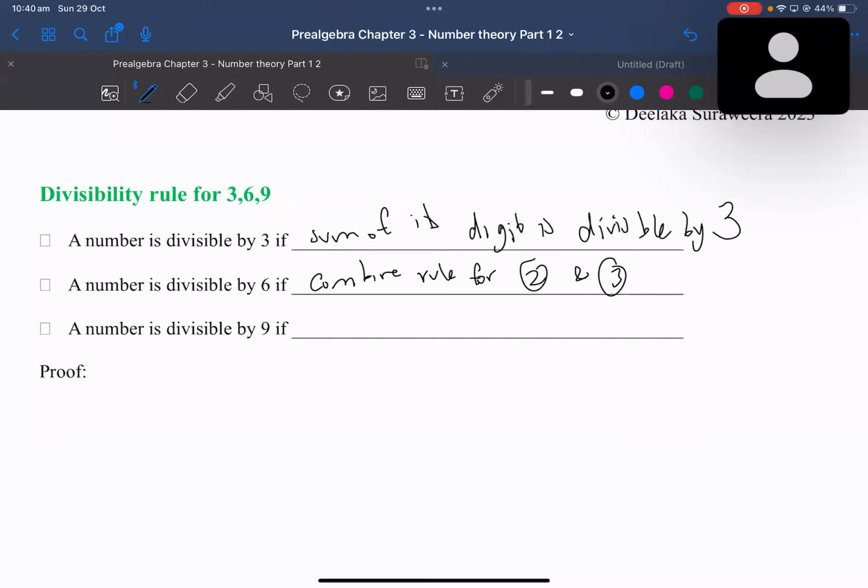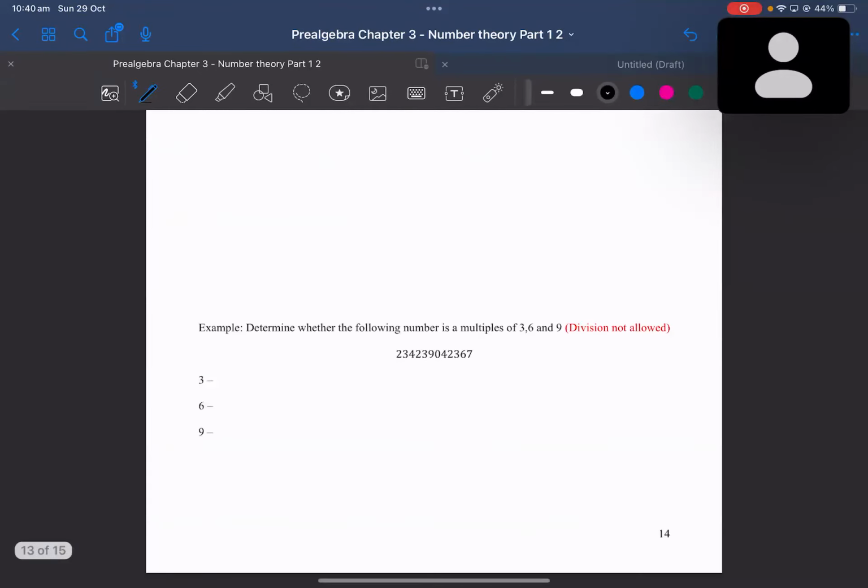A number is divisible by 9 if the sum of its digits is also divisible by 9. Now that you know this, can you do the example? Let's do the example together. Right, so check if it's divisible by 3. What do you need to do here? See if the digits are... Yeah, so what is the sum of the digits?